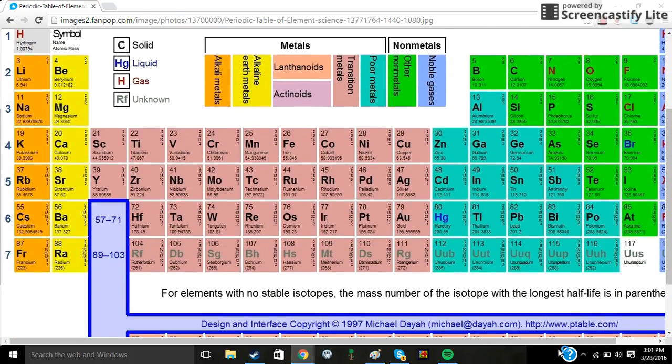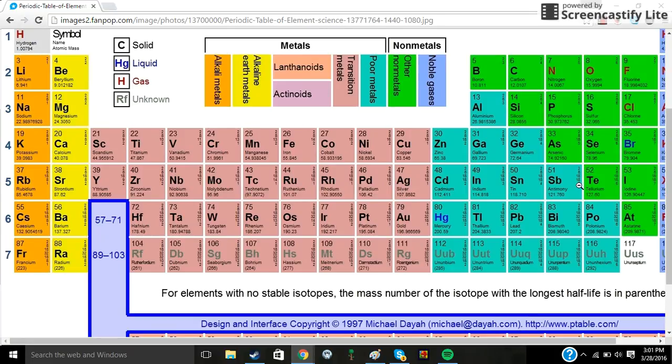So let's start with some of the other basics. There are 8 groups on the periodic table. There are alkali metals, alkaline earth metals, lanthanoids, actinoids, transition metals, poor metals, other nonmetals, noble gases. So these are the groups of elements.